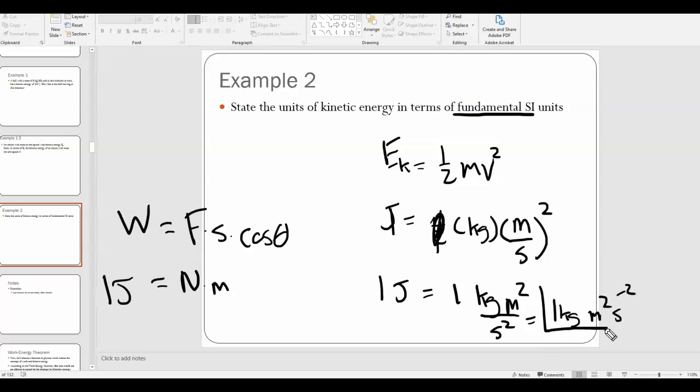This is the answer to the question because this is written completely in terms of fundamental SI units, as opposed to newton meter, which is the exact same thing except it's not written in terms of fundamental units. So my point is you can find the unit of something by taking an equation and plugging units into that equation, which we've seen before in the past. This is just another extension of that.